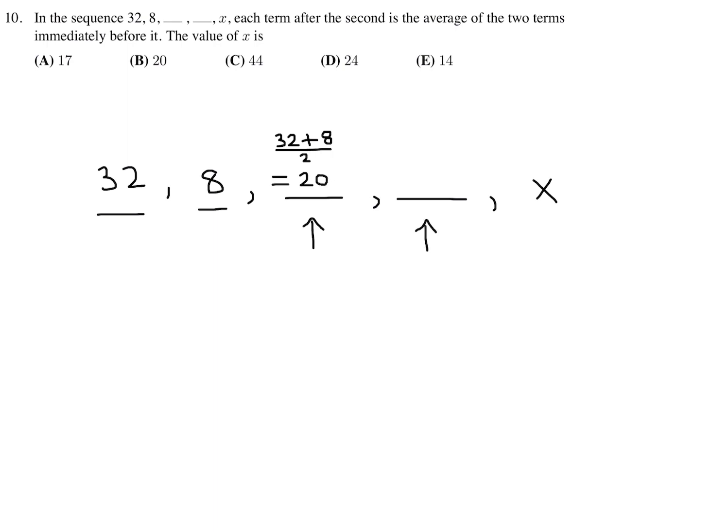So this term will be the average of the preceding 2 terms. So that's 20 plus 8 divided by 2. 28 divided by 2 is 14. And therefore our x is the average of the preceding 2 terms, which is 20 plus 14 divided by 2, which is equal to 34 divided by 2, which is 17. So x is 17, and therefore number 10, the answer is A.